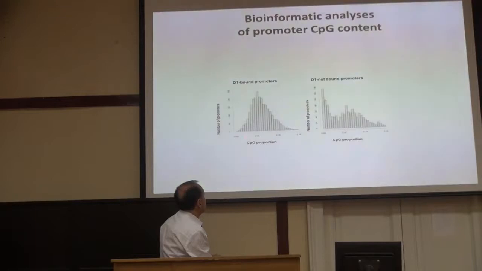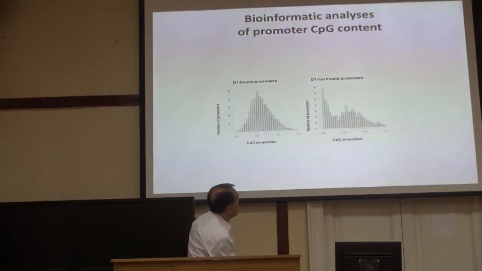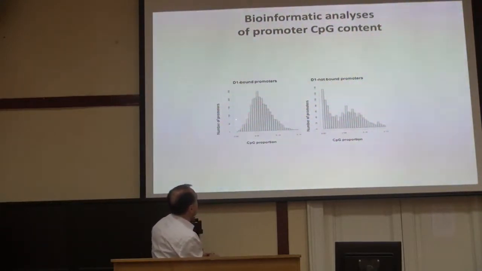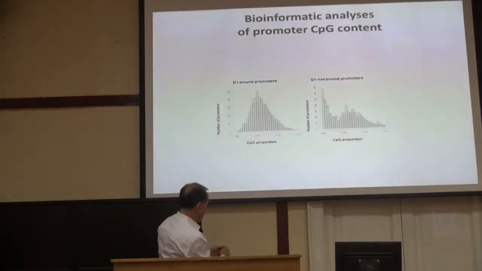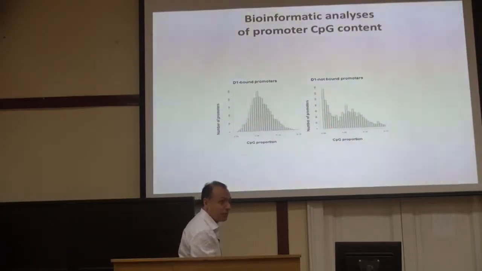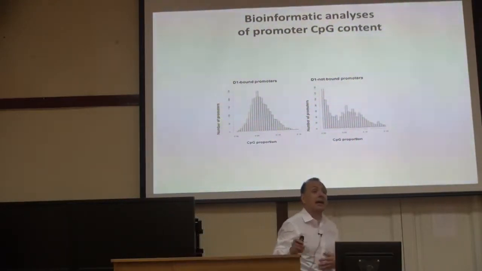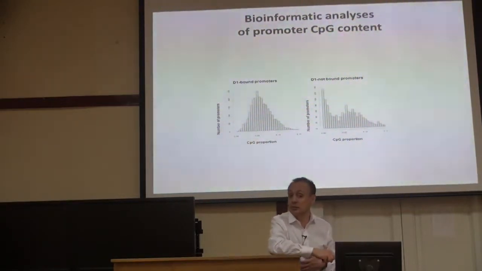So as you can see, this is the distribution of CpG content in the promoters that are bound by cyclin D1, most of them being somewhere here. And this is the distribution of promoters not bound by cyclin D1. So you can see this distribution is skewed to the right. There is a higher CpG content in the promoters that are bound by cyclin D1 rather than promoters that are not bound by cyclin D1. So cyclin D1 is binding promoters that are high in CpG content, which suggests that it could be binding highly expressed genes.